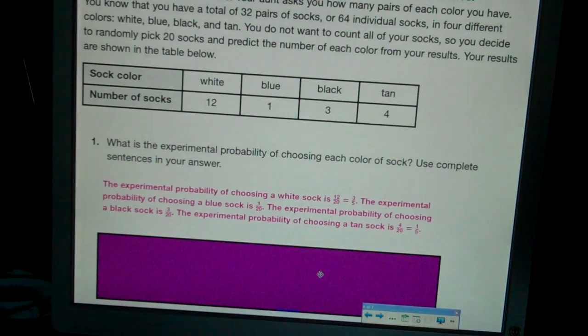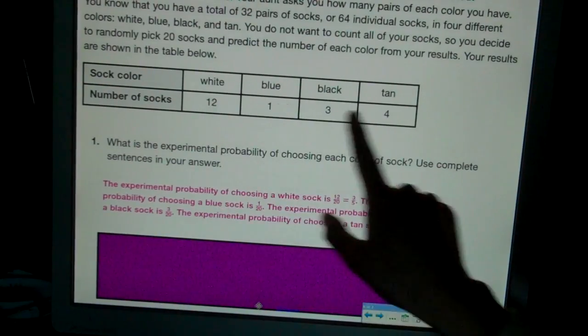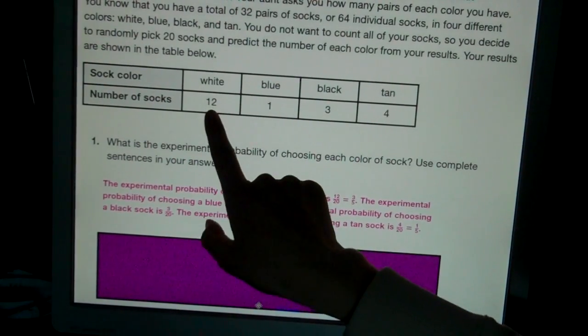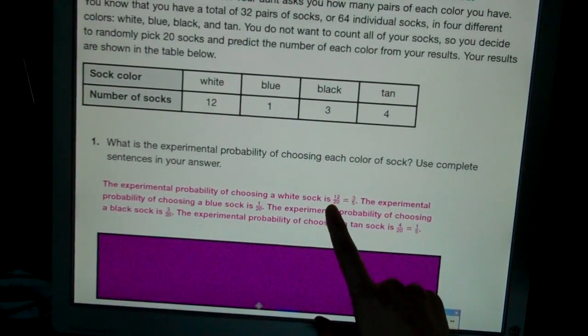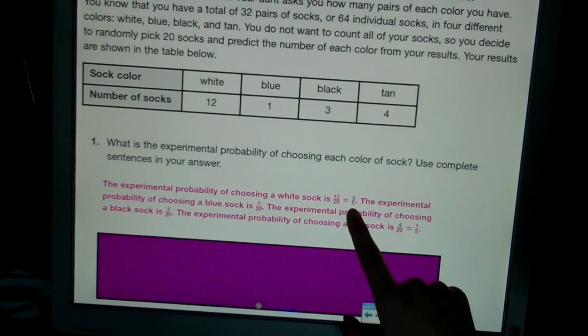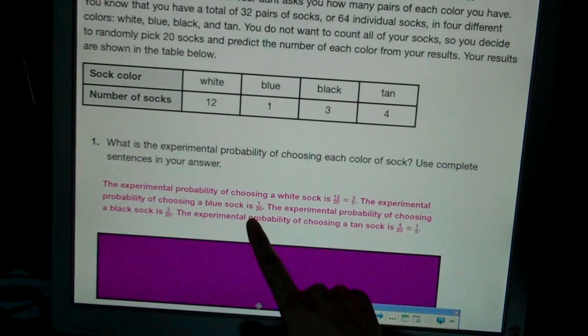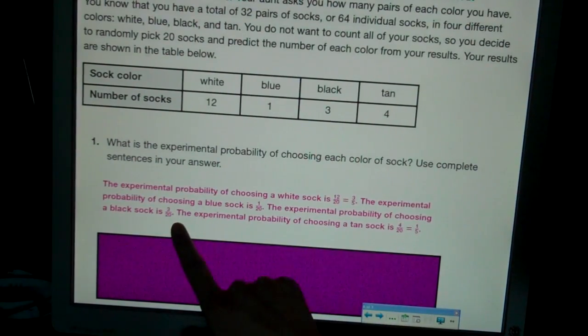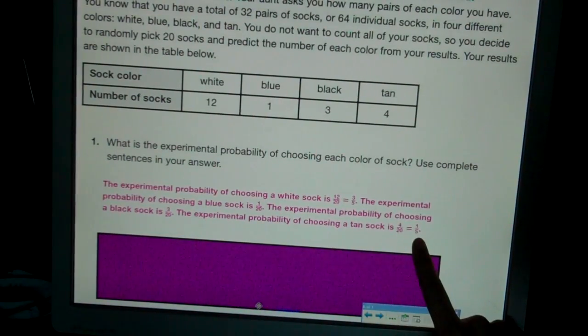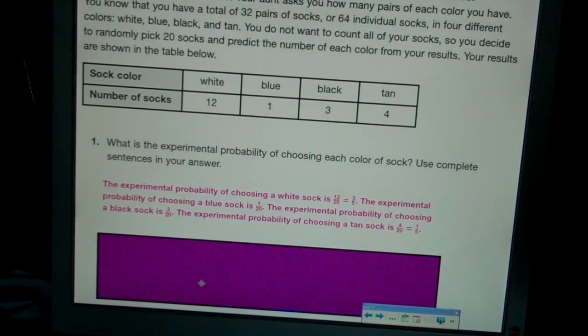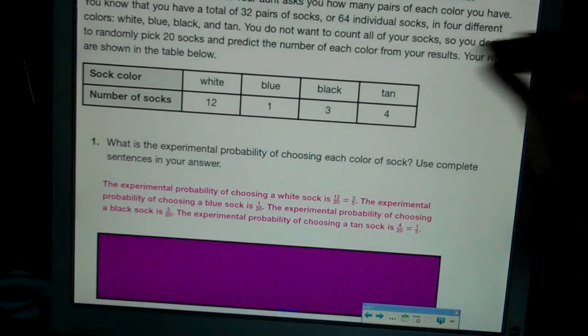Here's the answer. The experimental probability of choosing a white sock is 12 out of 20. Okay, I have 20 pulls. 12 times I got white socks. So my probability of that is 3 out of 5. The experimental probability for blue was 1 out of 20. Experimental for black was 3 out of 20. And tan was 4 out of 20, which simplifies to 1/5. Okay, that's my probability for choosing each type of sock.